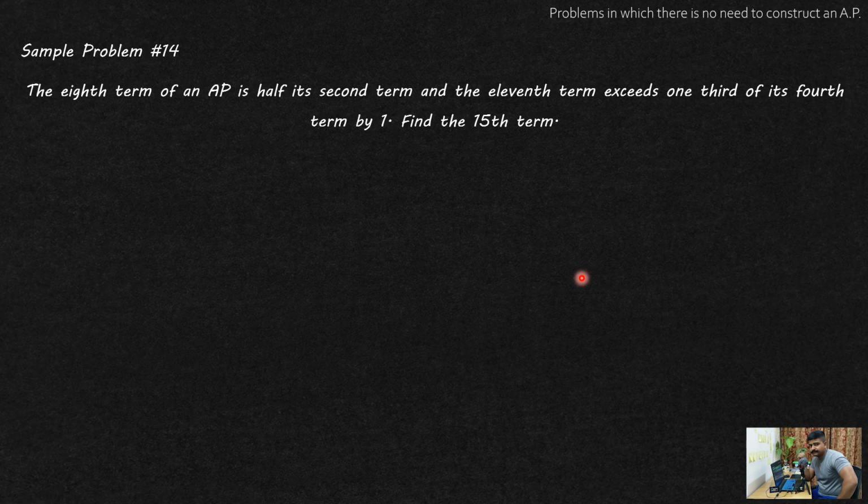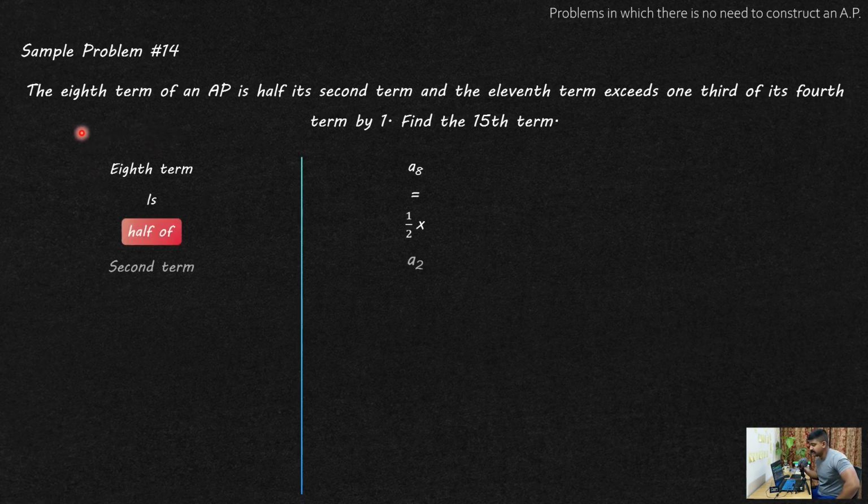Again, pause the video, read the question again, try to solve it on your own using these methods, and then after that, we'll see my solution. First, you need to draw a line, vertical line, and then start decoding the question. 8th term, that is A8, is half of second term.